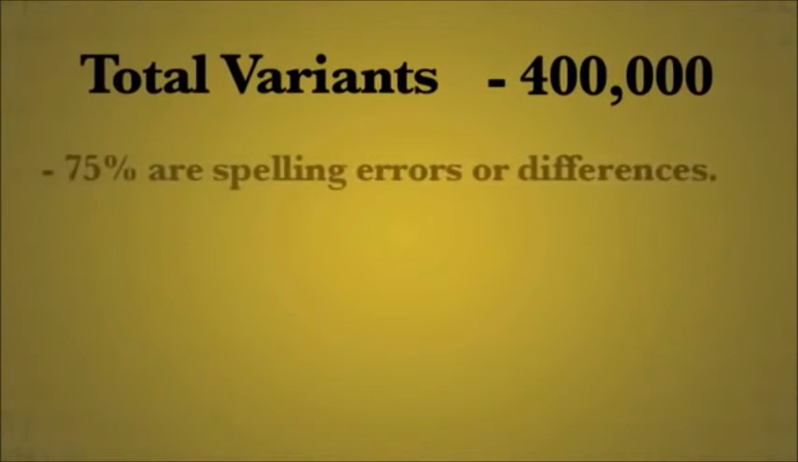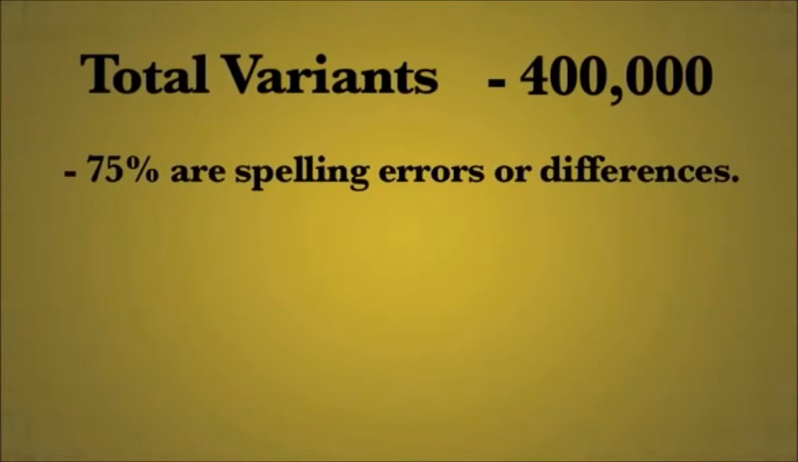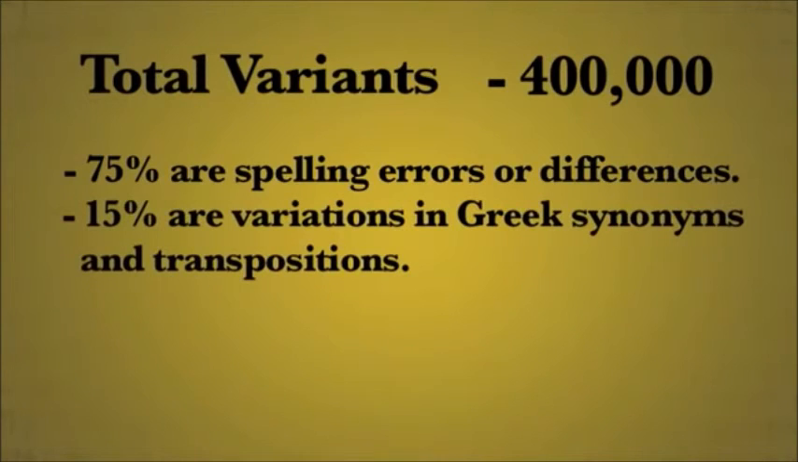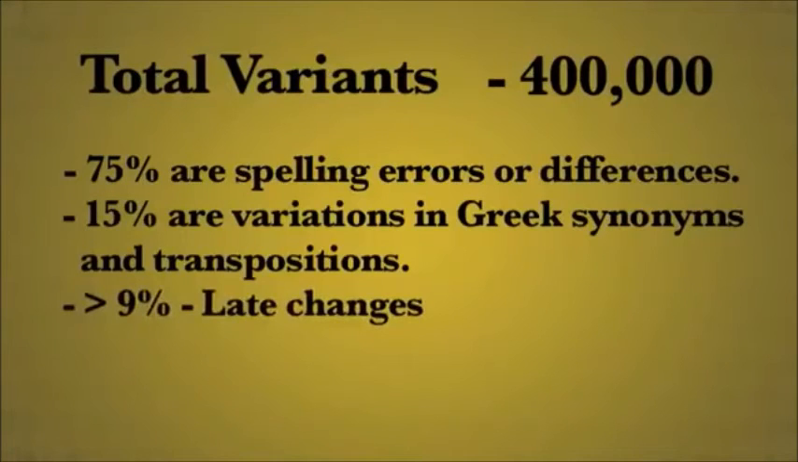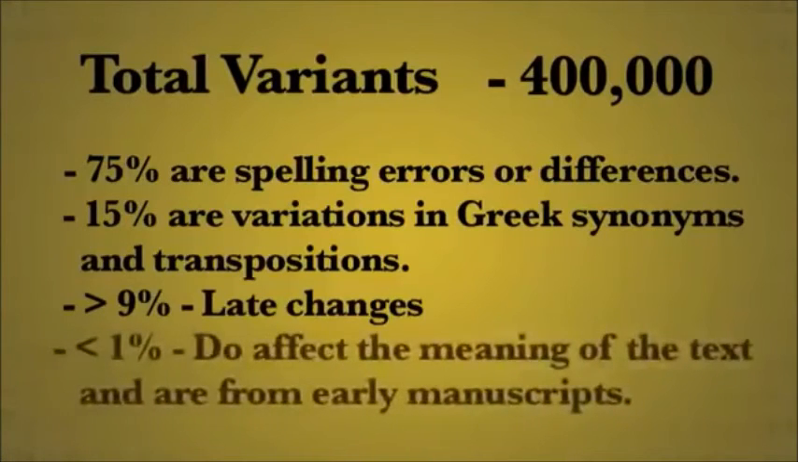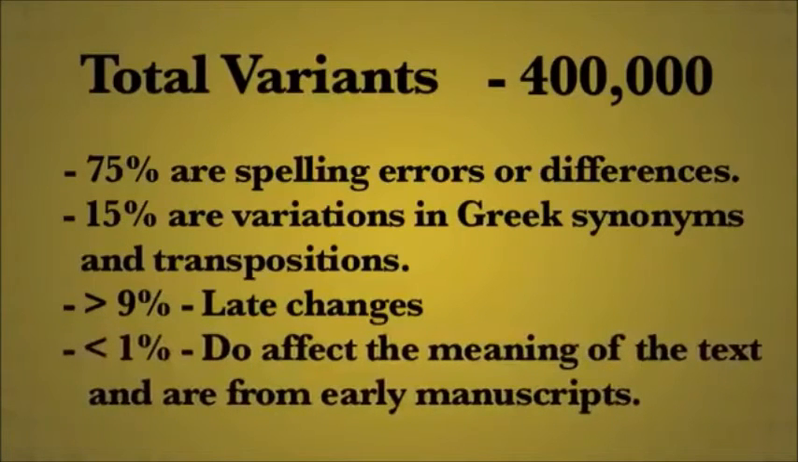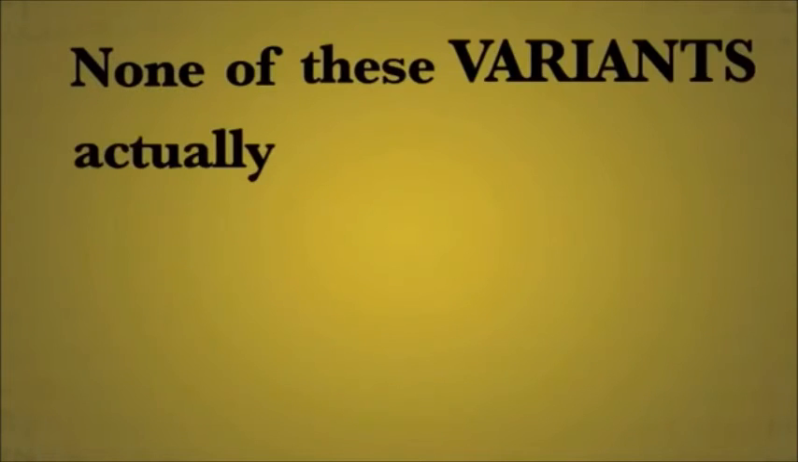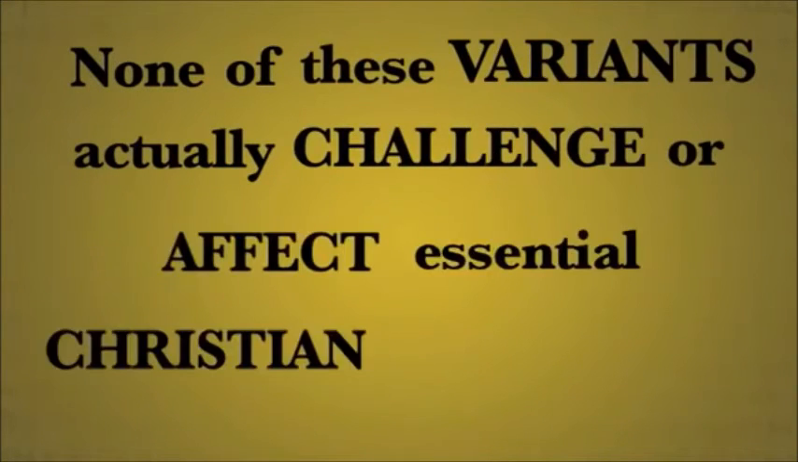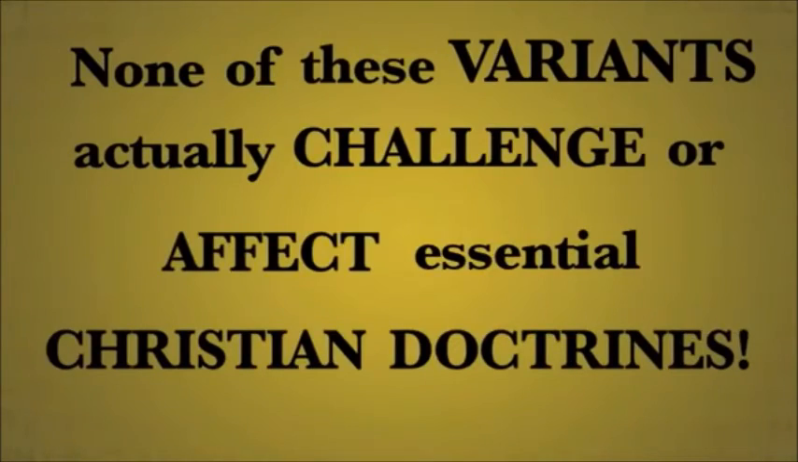Second, what kinds of variants are there? Well, 75% of them are simply spelling errors, which do not affect the meaning of the text. 15% are variation in Greek synonyms and transpositions, which cannot even be translated. About 9% do affect the meaning of the text, but they are from very late documents, and obviously resolved by looking at earlier manuscripts. Then, less than 1% do actually affect the meaning of the text and are from early manuscripts. But none of these variants actually challenge or affect essential Christian doctrines, as Bart Ehrman even admits.